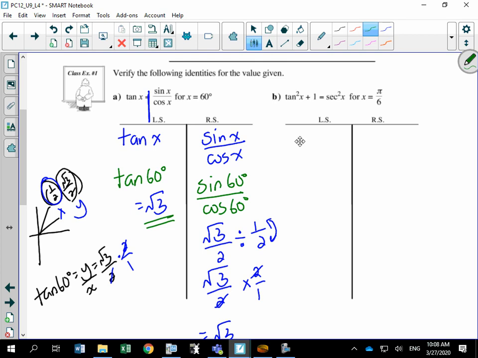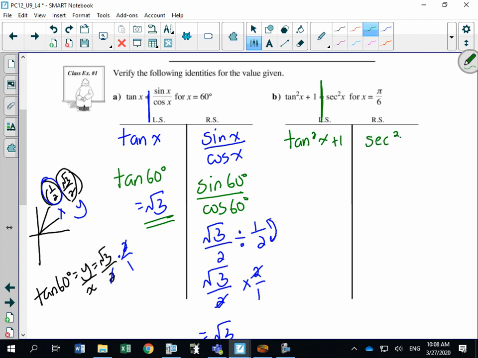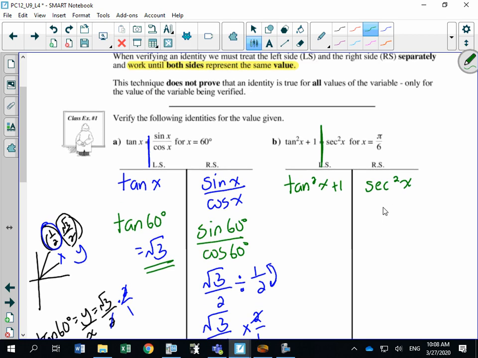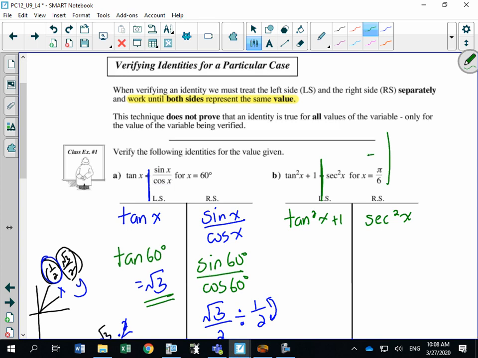Let's do this guy here. So tan squared x plus 1 is equal to secant squared x for x equal to pi over 6. So left-hand side, this is my dividing line. Left-hand side is tan squared x plus 1. And right-hand side is secant squared x. Okay, we're going to verify for pi over 6. Now, pi over 6, if I was to draw my unit circle, that, remember, is at 30 degrees. So 30 degrees is pi over 6. And that coordinate is root 3 over 2, 1/2.